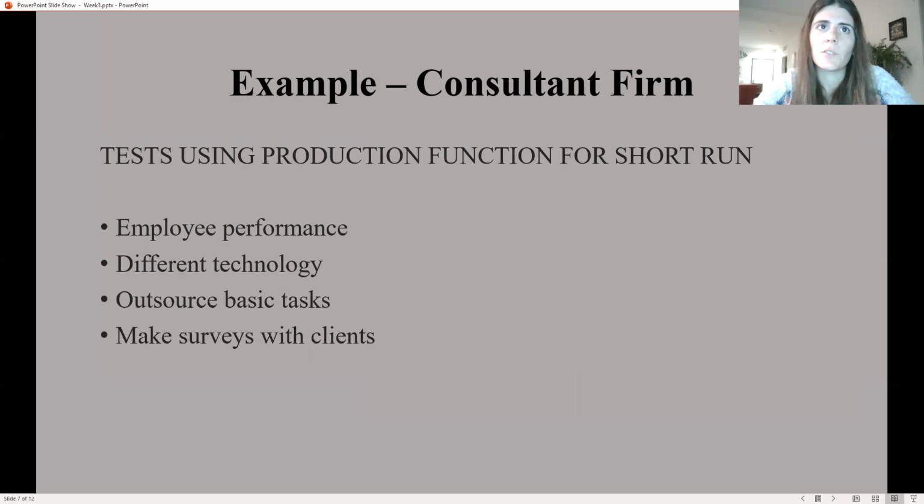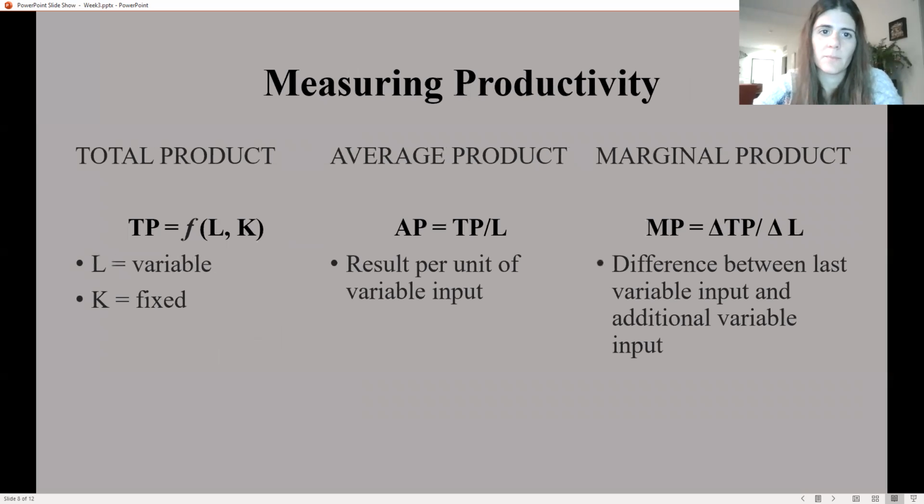So as a manager, you could have a clear notion of what output would be more likely to occur regarding a change in the input. And this is why the production function is so important in the business world. It really works as a guidance for any business decision.